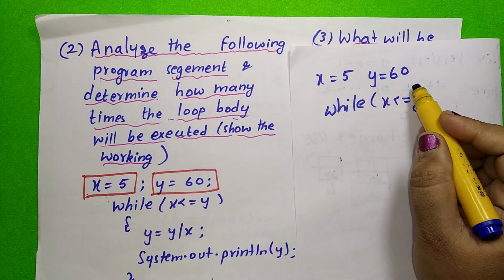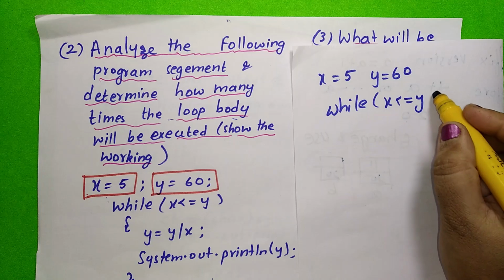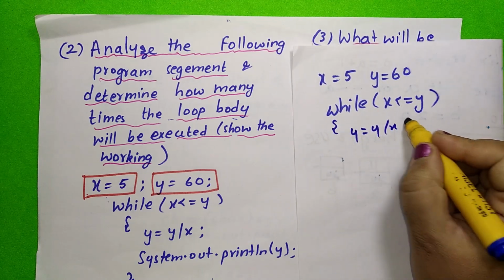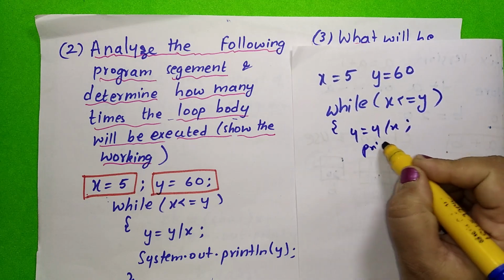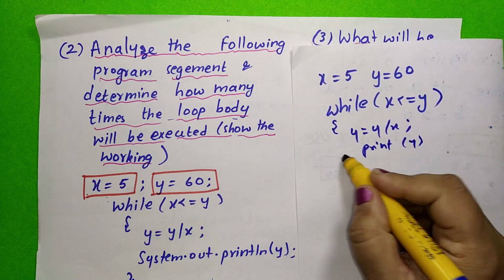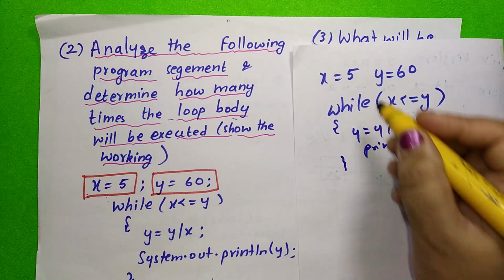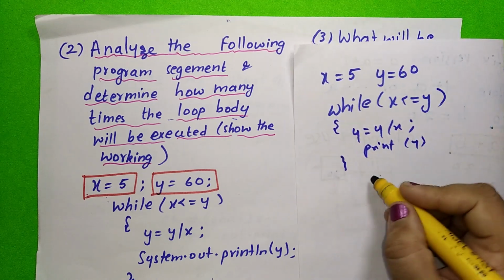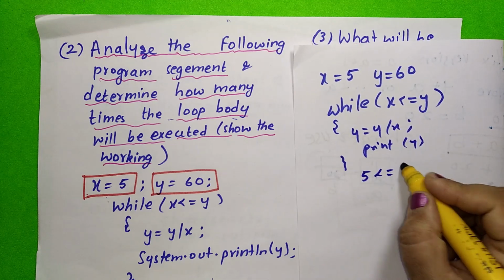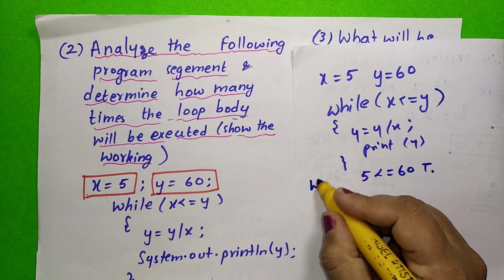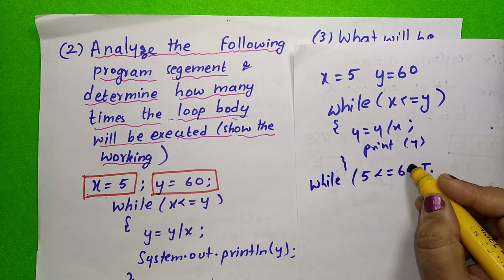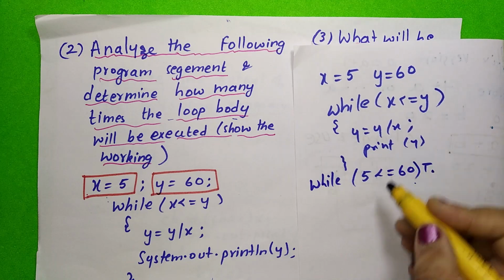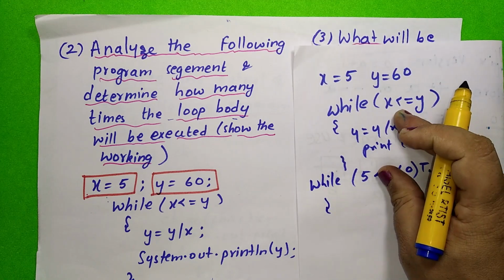X is equal to 5, y equal to 60, while x less than equal to y they have given. And y is equal to y by x, and they have asked you to print y. So this is our loop. So we will put the value of this x and y here. So first time, 5 is going to be less than 60. This is true. The while loop is also a pre-tested loop. Yes, so 5 is less than equal to 60. So it enters into this particular block of statements.